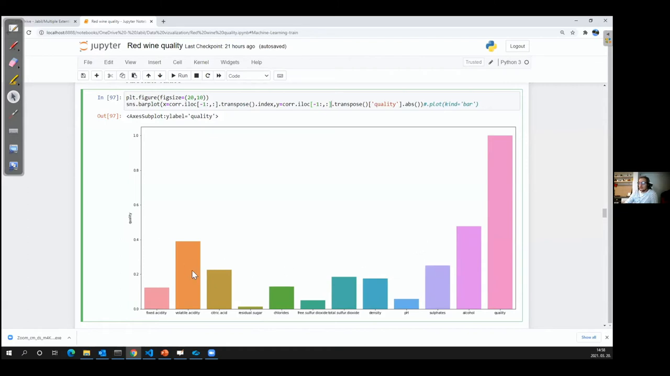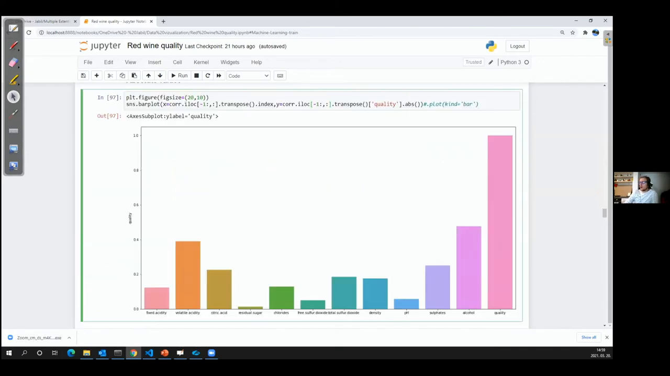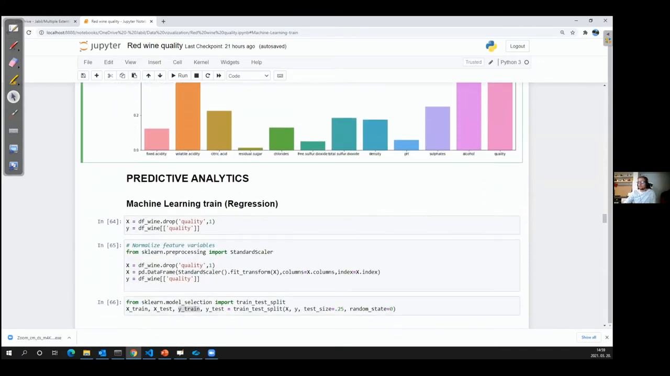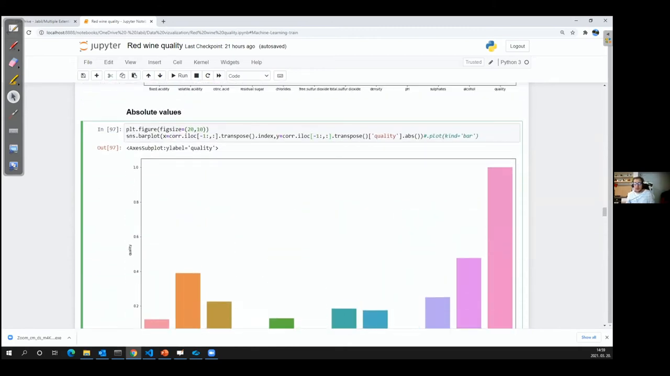And the less important is the residual sugar, and also the pH is not that important, but we see that the acidity is really important, and we can also see that the acidity is negatively important. So the less acidic our wine, the more the people like it, and the better our quality will be. So basically this is descriptive analytics with diagnostic analytics.